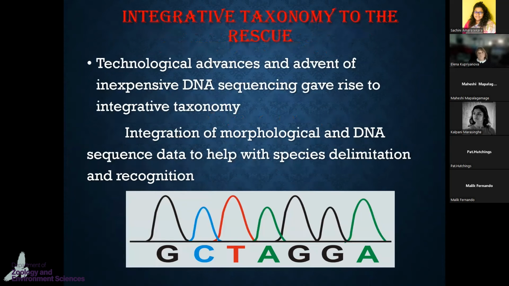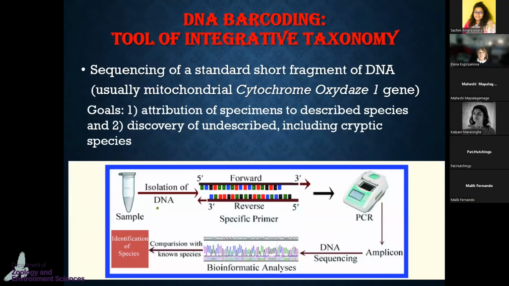Luckily, technological advances and the advent of inexpensive DNA sequencing gave rise to integrative taxonomy. This is the integration of morphological data and DNA sequence data to help with species delimitation and recognition. It usually involves sequencing of a standard short fragment of DNA, usually the mitochondrial cytochrome oxidase 1 gene. And it has two goals. First, attribution of specimens to described species, and then discovery of undescribed species, including cryptic species.